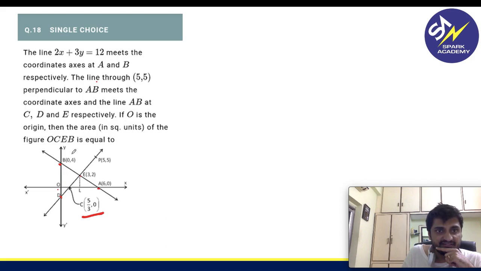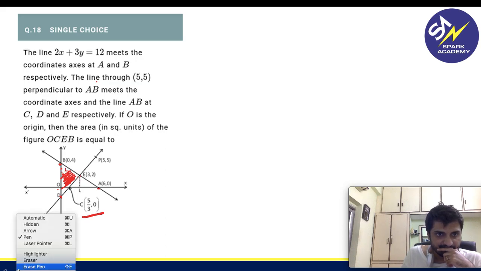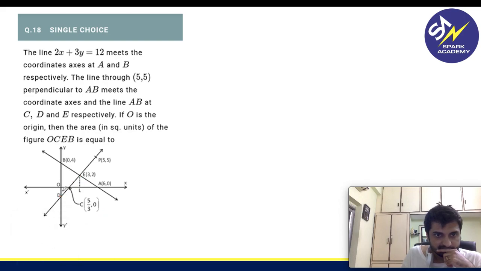If O is the origin, then the area of the figure OCEB, right? OCEB. This portion is what we need, correct? So we need this portion. Right? So how will I get that portion? So this is one triangle, right? So what I can do is, here firstly, this is the portion which we need.